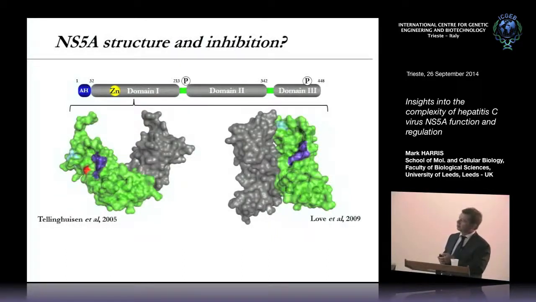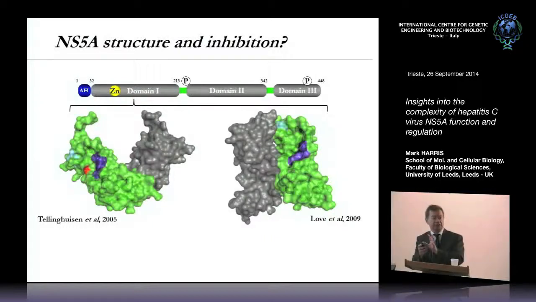And just try to illustrate this with this. Here's a hydrophobic patch here, which you can see here. Dimers are twisted around in relation to each other in terms of the monomers, so that the dimer interface is very different in each of these two dimeric structures. And I'll come back to that a bit later on in the talk and discuss whether these are two forms of 5A that might actually exist in an infected cell and how you might regulate the change between those two forms.